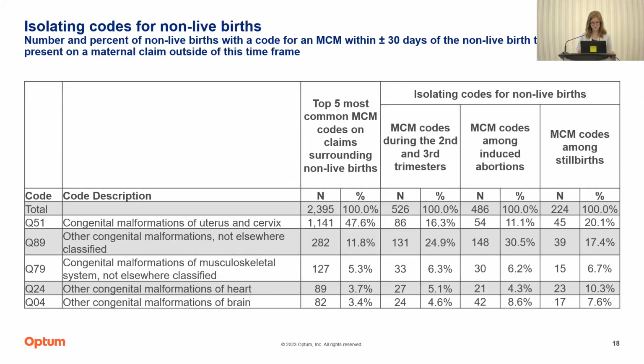So now we tried to isolate codes for non-live births, and you can see the right 3 most columns, that Q51 congenital malformations of the uterus and cervix code is still quite prevalent, but not as much. And other codes become more common, such as Q89, other congenital malformations not elsewhere classified.